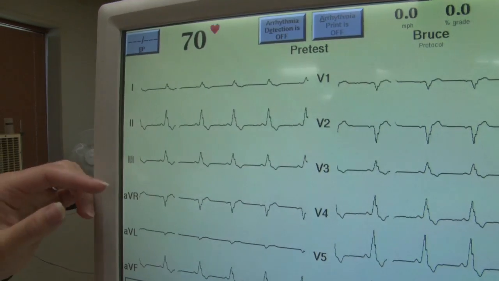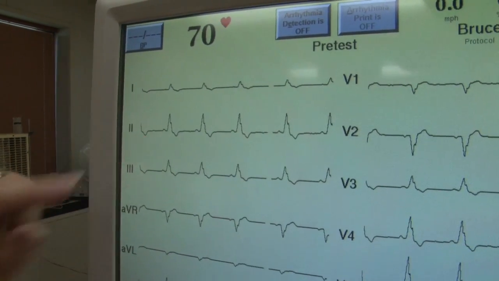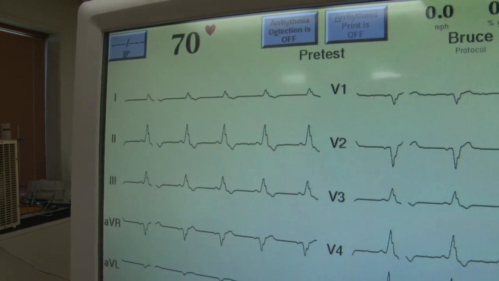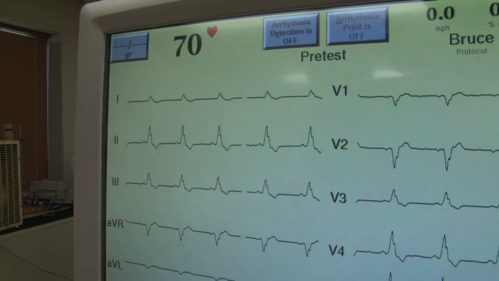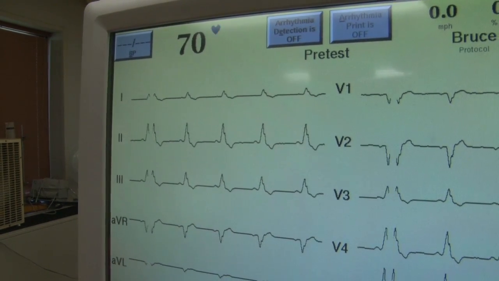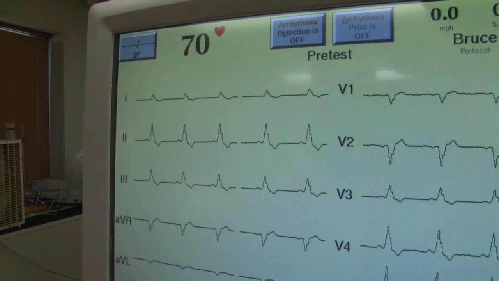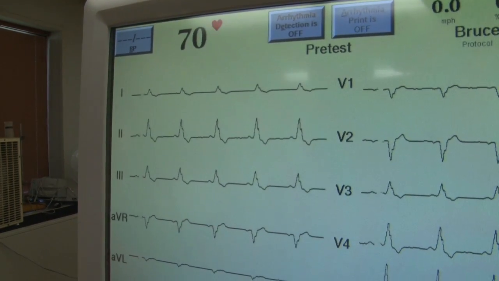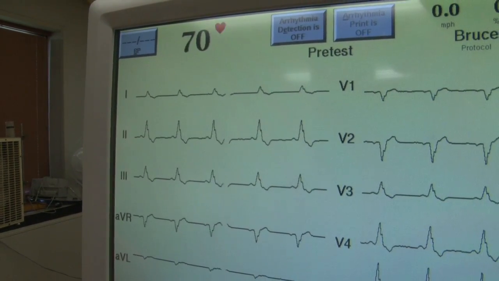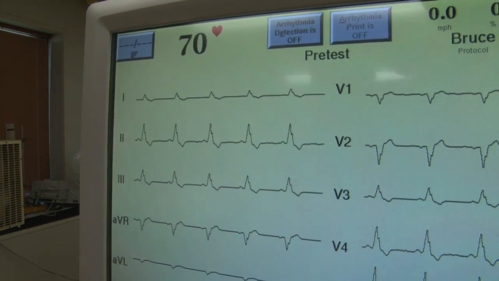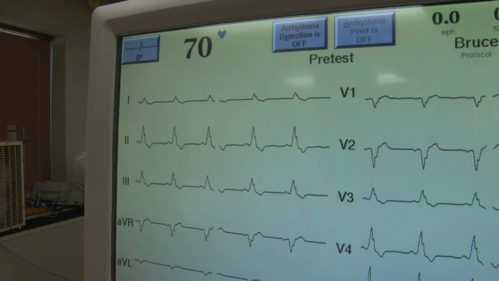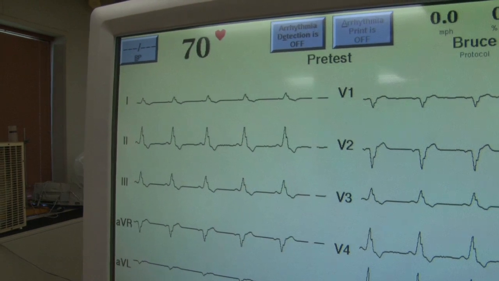So now we're talking about left and right bundle branch blocks. And when we look at the EKG, we can see a significantly widened QRS complex. This signifies that when there is a block, there is a delay between the electrical signal and the contraction of the heart, because the signal has to take a different pathway since there is some sort of blockage along the way.